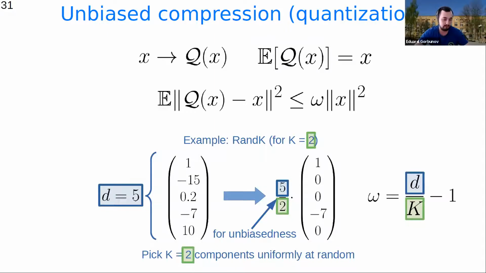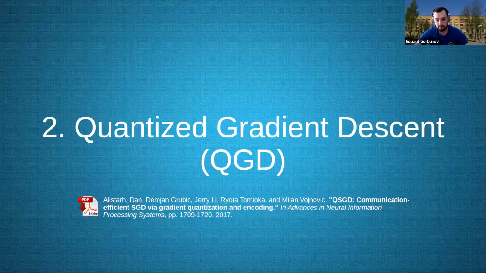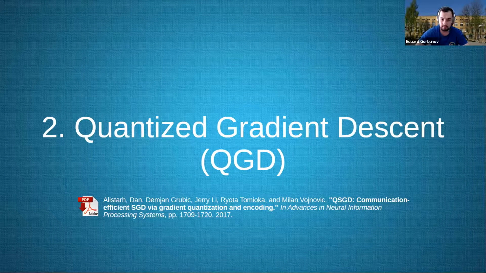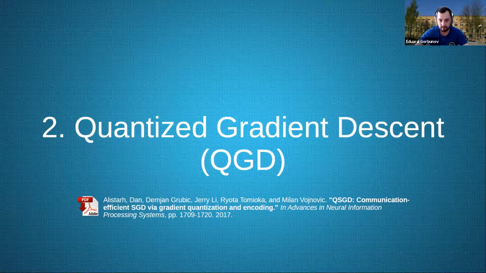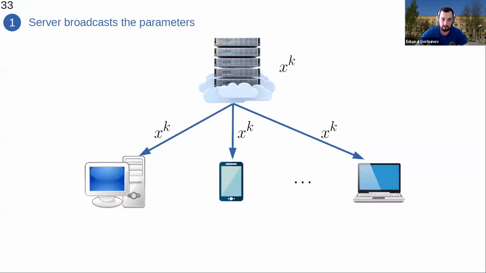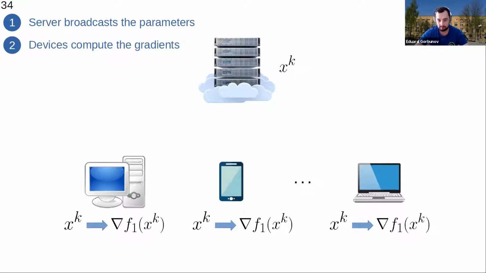Okay, then we can go next and consider the natural approach for how to introduce compressed communication, and it is based on quantized gradient descent. Here, at each iteration, the server broadcasts the parameters to the workers. Then workers compute the gradients. Sorry, here is a typo. I should have here nabla f2 and here nabla fn.